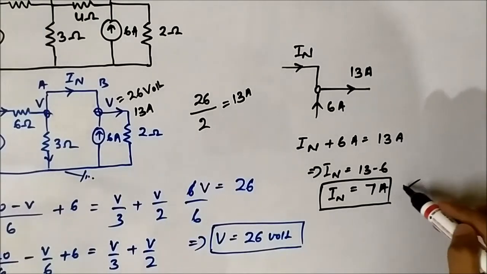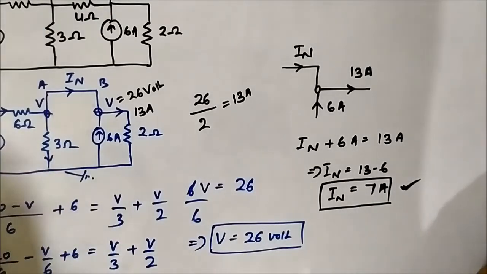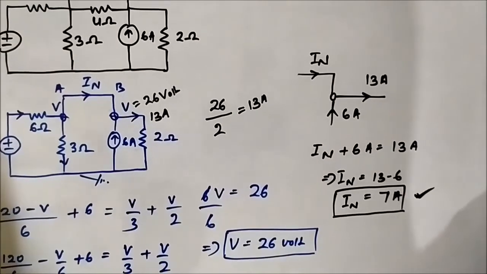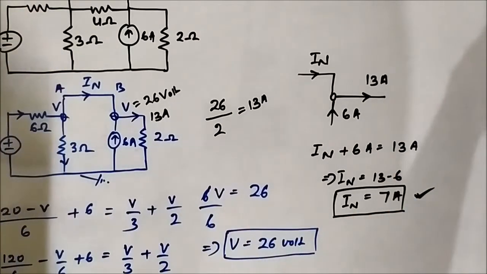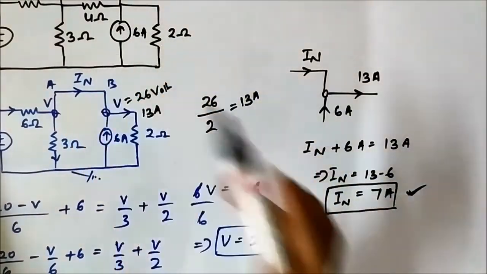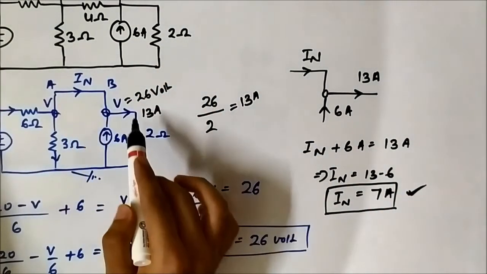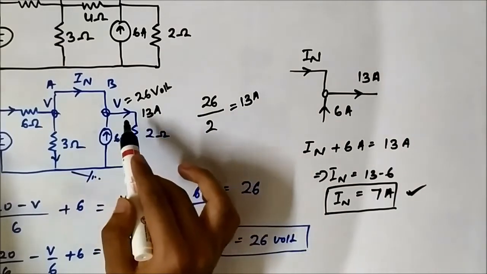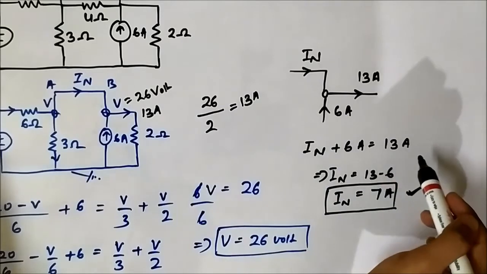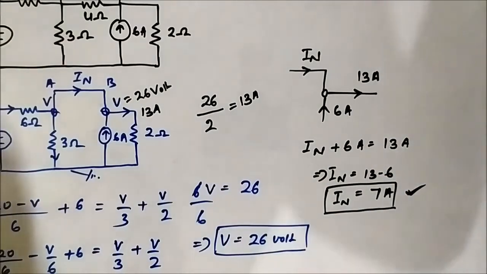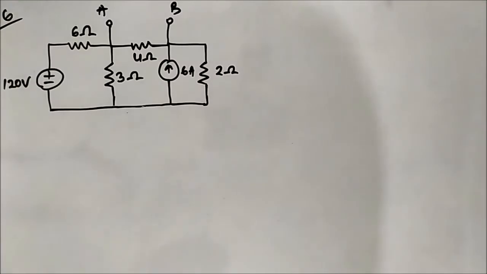We have got IN. Now we have to determine RN, and then we will get the Norton equivalent circuit. So we have got IN. Simple application of KCL here. We determined this current flowing through the 2 ohm resistor, 13 ampere. Then we applied KCL. We got IN plus 6 is equal to 13. So IN is 7 ampere.